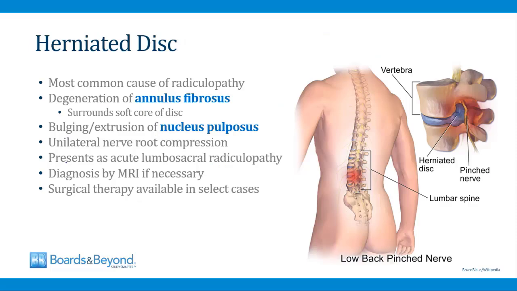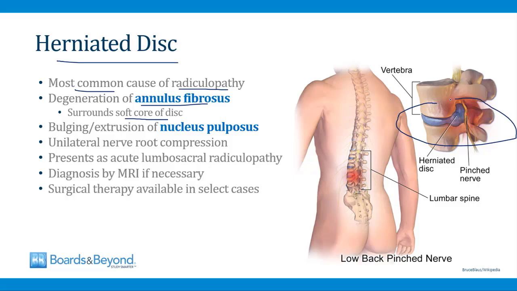Okay, so now that we've talked about the clinical features of lumbar radiculopathy, let's go through some of the specific potential causes of a lumbar radiculopathy. And we'll start by talking about a herniated disc, which is the most common cause of a lumbosacral radiculopathy. This occurs when there's degeneration of the annulus fibrosus, which is the fibrous tissue that surrounds the soft core of the intervertebral discs, shown in the slide here.